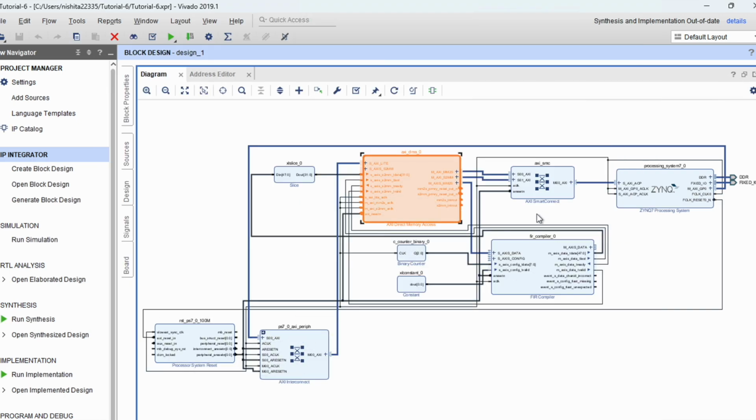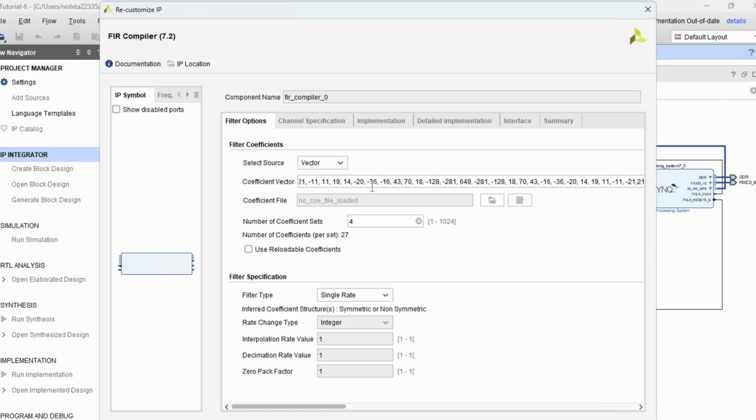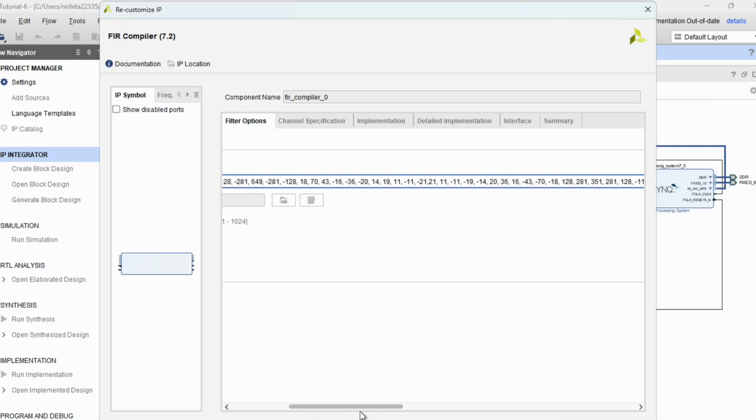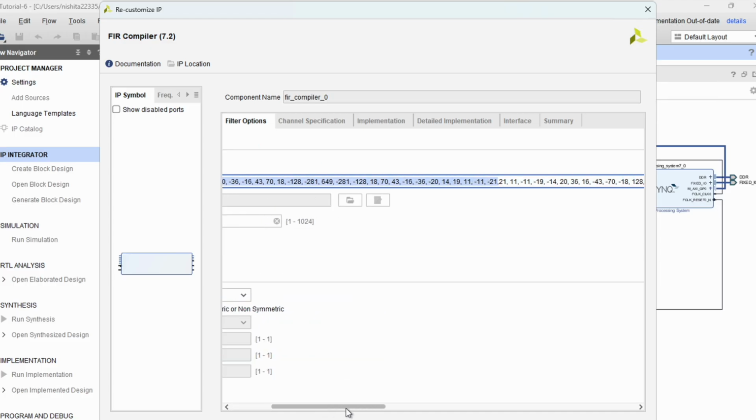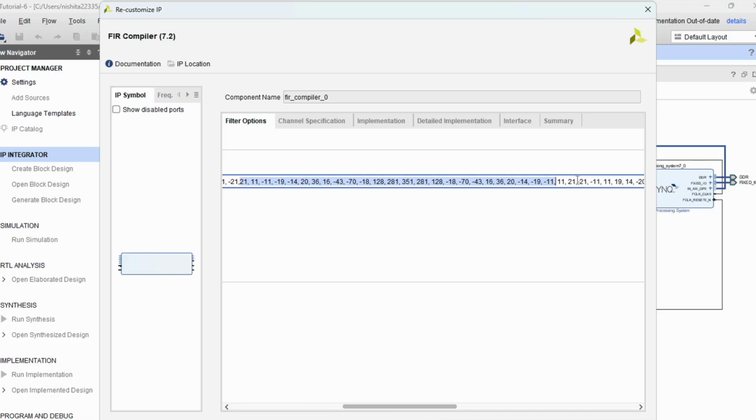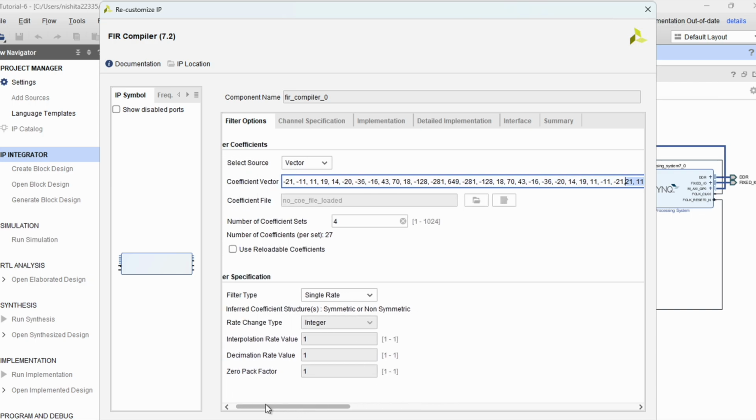Apart from this, we have configured the FIR compiler with 4 coefficient sets for P4.1. These coefficient sets are one after the other. As you can see, the first coefficient set is over here. The second is from here until here. This is a low pass filter, while the one before it was a high pass filter.